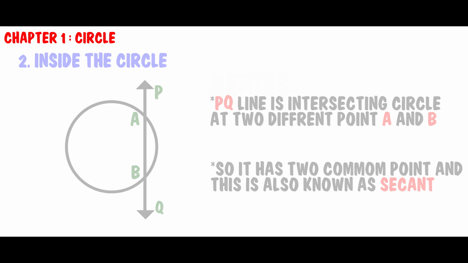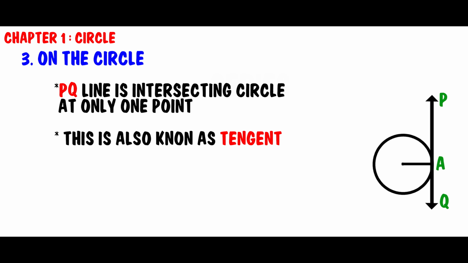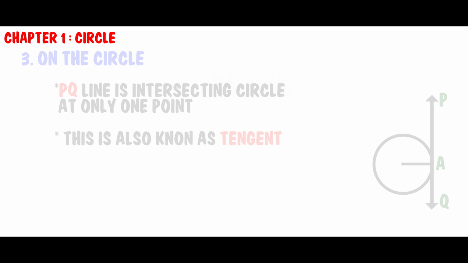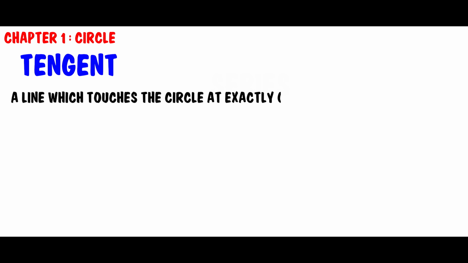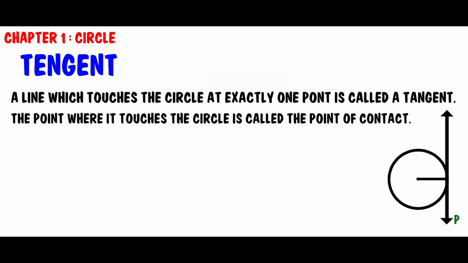Now moving on to case number 3. The line has exactly one common point with the circle. Here you can see the line PQ intersects the circle at only one point. This is known as a tangent. A line which touches the circle at exactly one point is called a tangent, and the point where it touches the circle is called the point of contact. Here you can see Q is the point of contact.